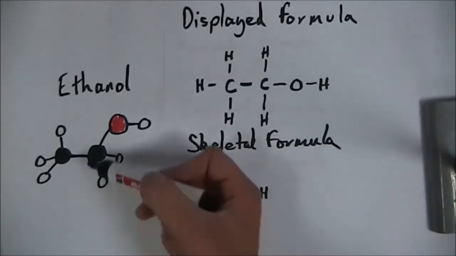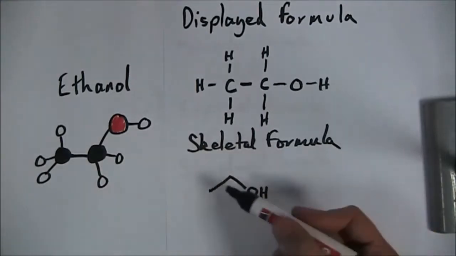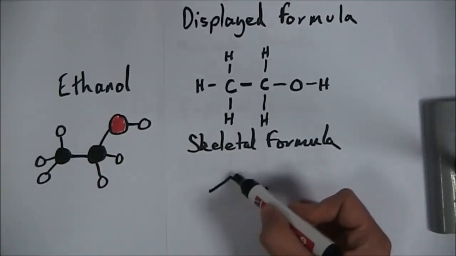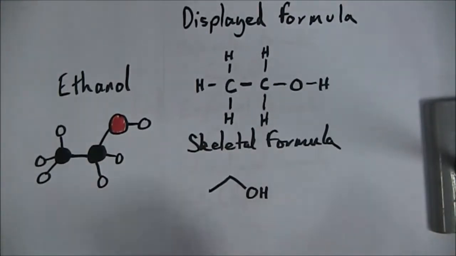Because these bond angles are 109.5 degrees. You'll see most skeletal formulas done as sort of zigzags for carbon chains to represent that kind of bond angle, and there'll be more on bond angles later in the course.